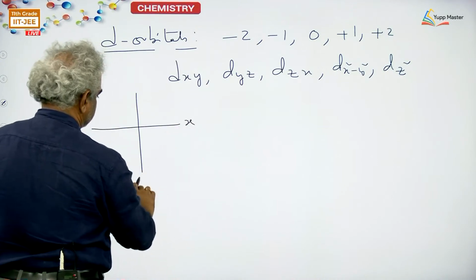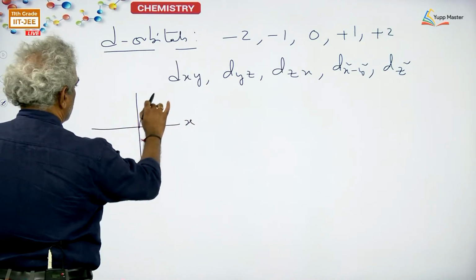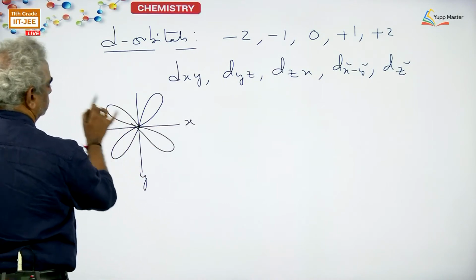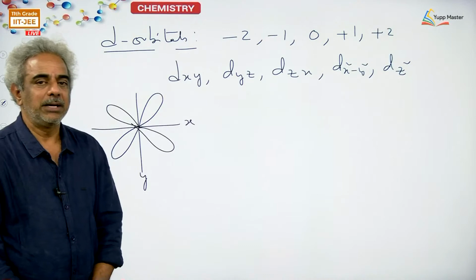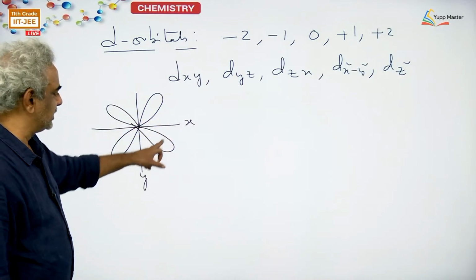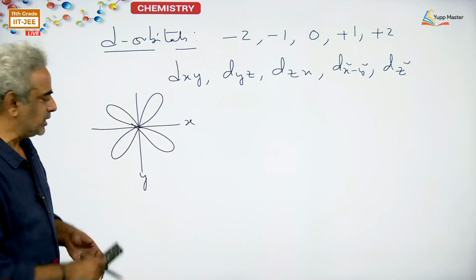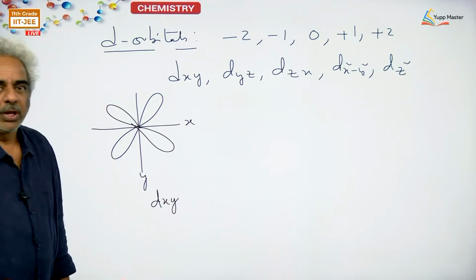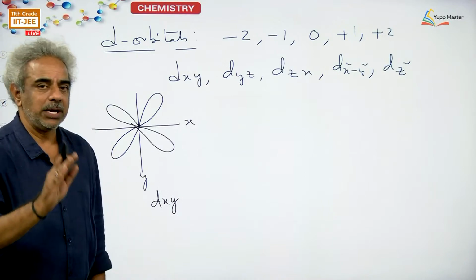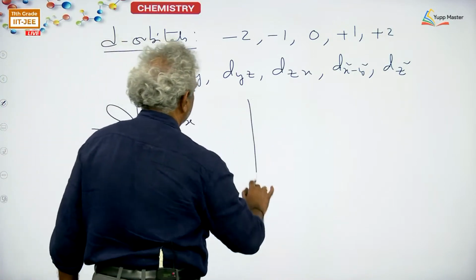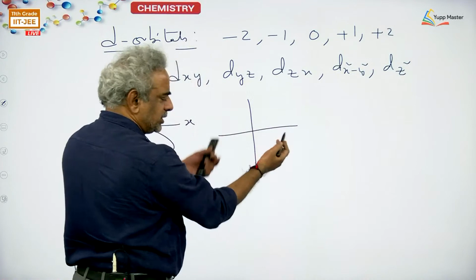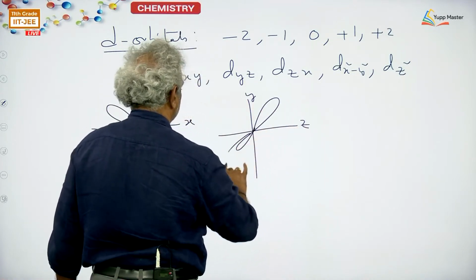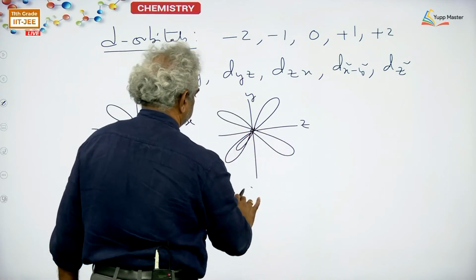This is x axis, this is y axis, and if the lobes are like this, see how the lobes are spread? They are spread in between axes. So this is called dxy. If the lobes spread between y and z, back and front, so I am only changing the labels, y and z, this is called dyz.